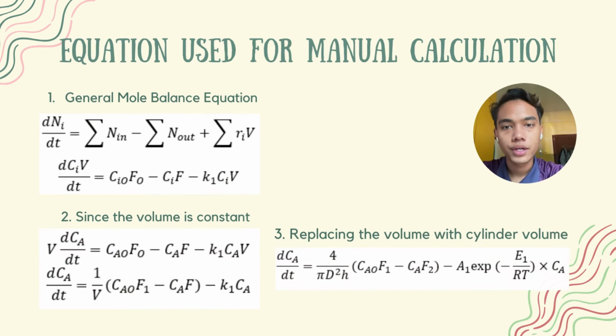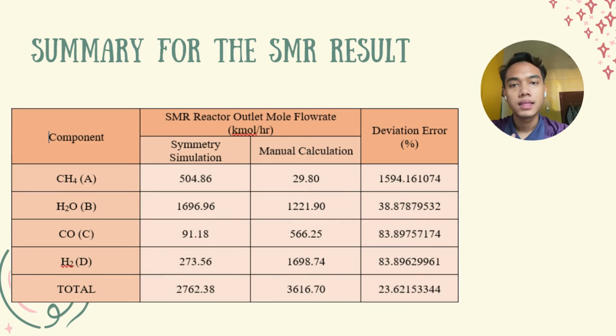So the first step for the manual calculation is to develop the general mole balance equation for each of the components. After that, we can easily take out any constant in the equation. For this, we can assume that the volume is constant. And since the volume for the reactants are the volume of a cylinder, we can easily replace that into the equation as well.